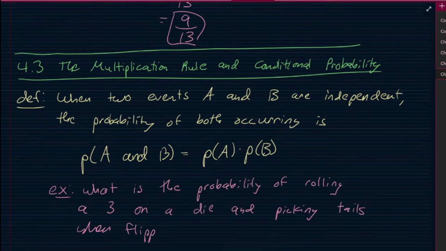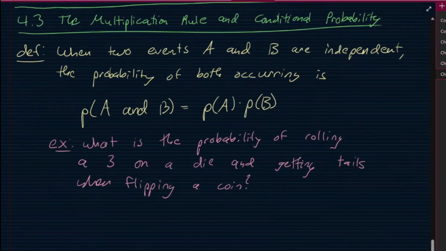Or I guess I should say getting tails. Well, here we've got to use our first of all, they are independent from each other, right? Whether we get, it doesn't matter what we get on the dice. That's not going to influence our flip of the coin at all. So they are independent. So it's just the probability of A and B, right? Because we've got this keyword of and, probability of getting a 3 on a die and getting tails when flipping a coin. It's probability of A and B.